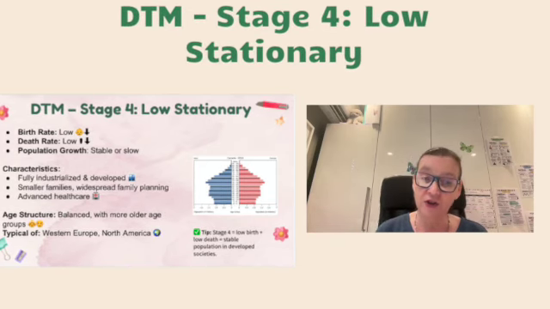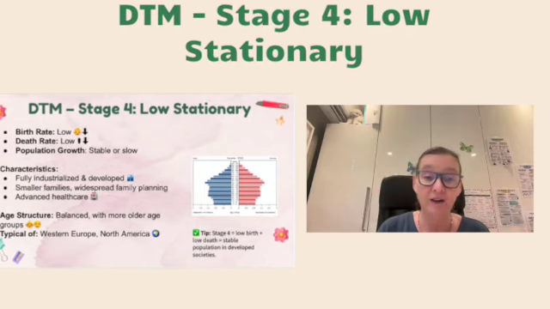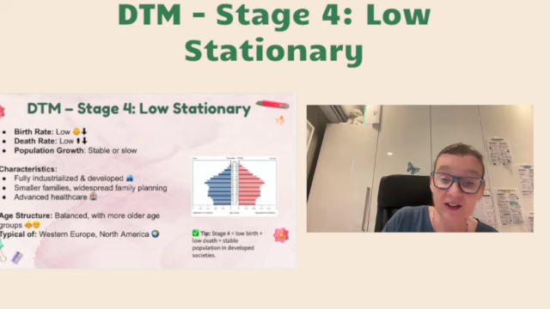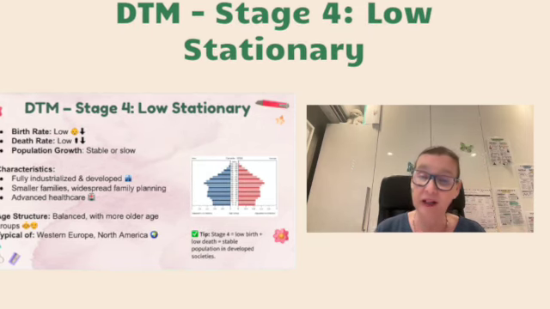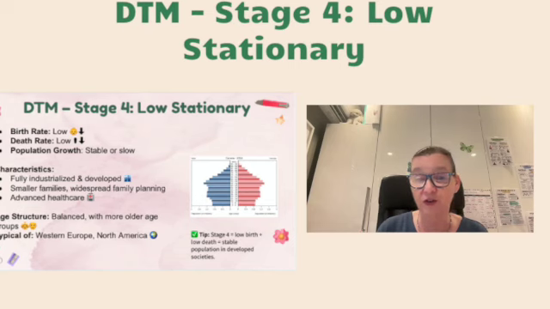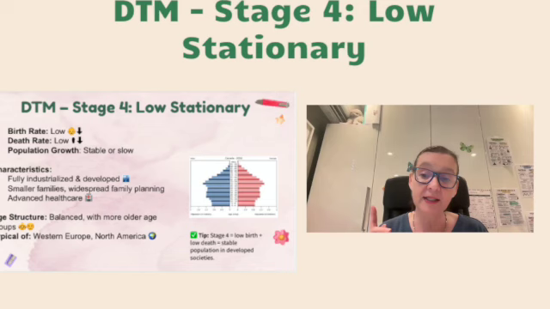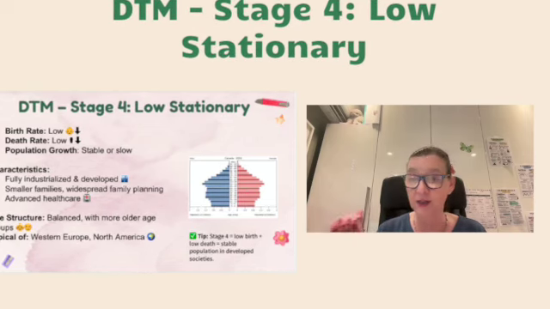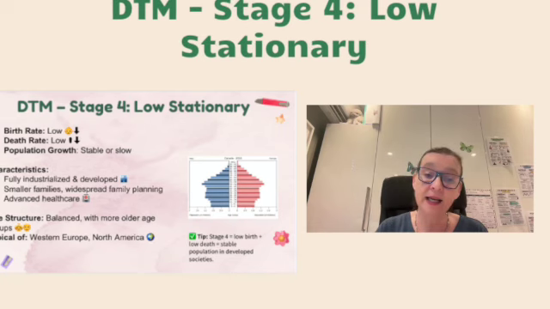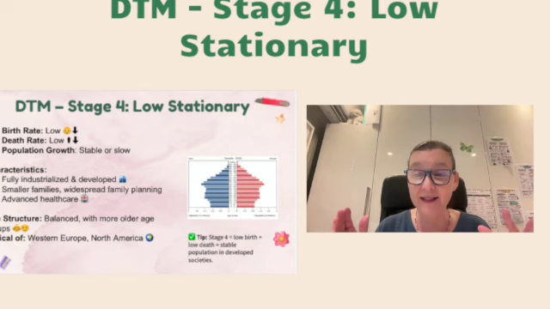So if we look at age structure, it's balanced, but with a noticeable increase in older adults. That's because people are living longer while fewer babies are being born. So this stage is typical of developed countries such as those in Western Europe, North America, and parts of East Asia. So when you think of stage 4, remember, low birth rates plus low death rates equals stable population. This stage reflects modern developed societies where population growth has leveled off.